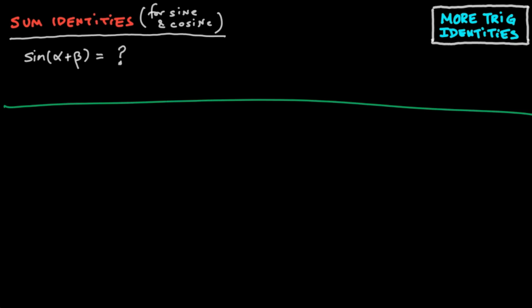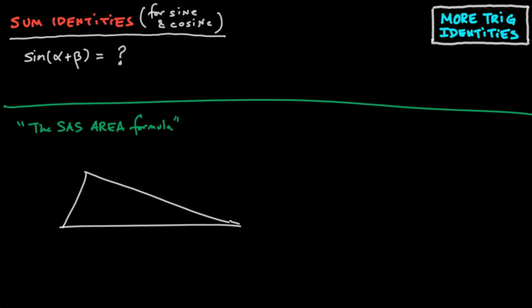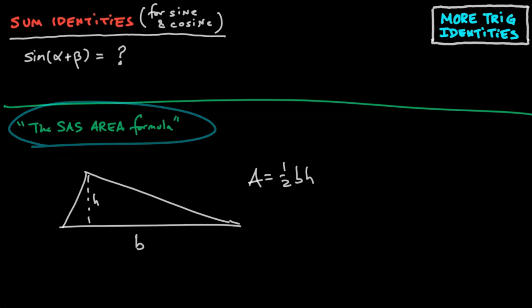So let me rope off a little room. I'm going to use what in the book I refer to as the SAS Area Formula. Given a triangle, we all know that if we know its base b and its height h, that the area is half the base times the height. We discussed that in the very first video in this trigonometry series. But in chapter 11, we came up with two other formulas for a triangle's area. The first of which, the simpler one, was this SAS area formula.